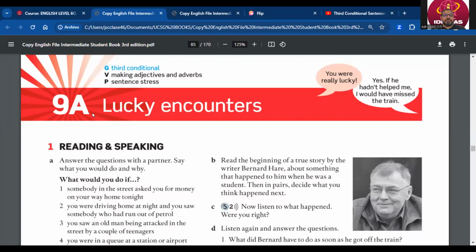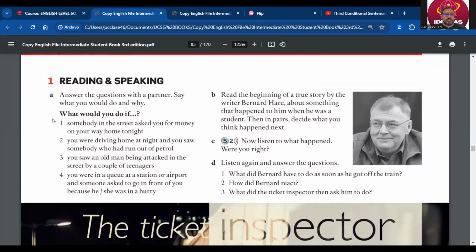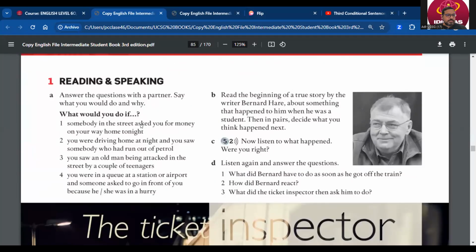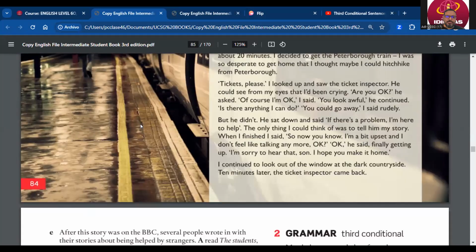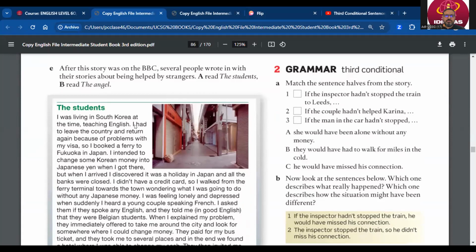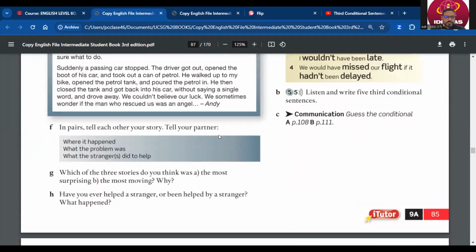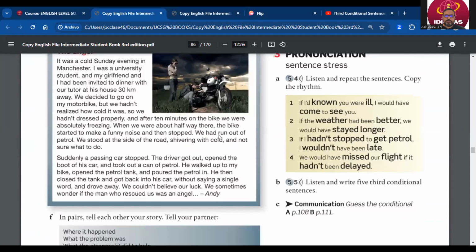The Lucky Encounters unit. As usual, we're gonna have the sections, right? Reading and speaking. We're gonna have the extract here, the ticket inspector. You have the grammar, the third conditional. For that one, we're gonna observe just a video. And the other sections as well, okay?